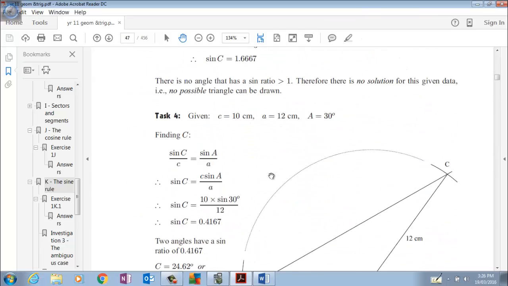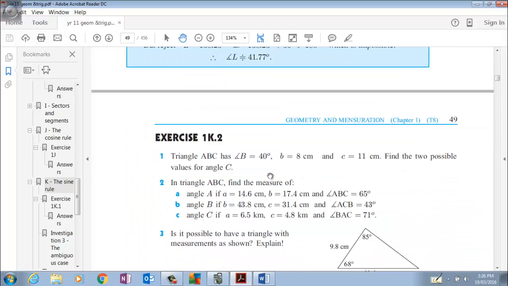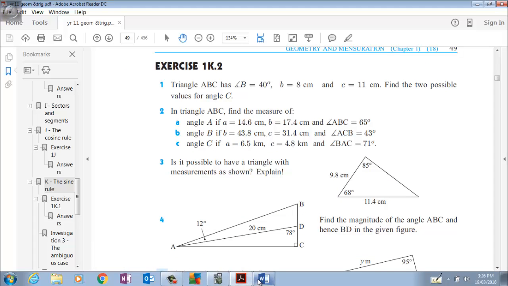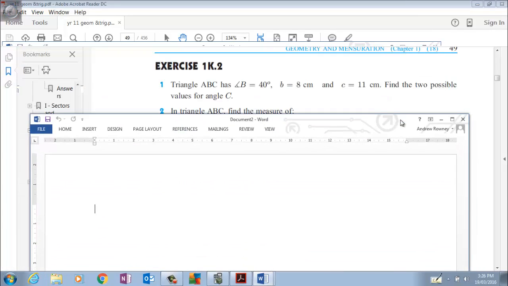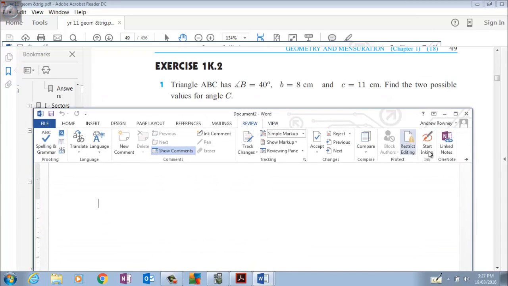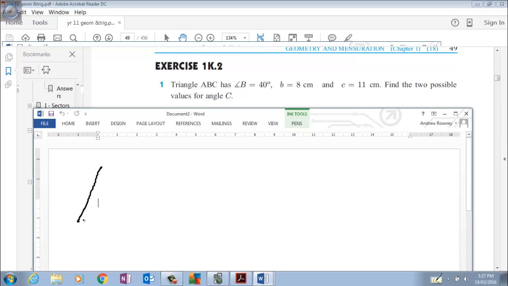So the first one is 1K2. Now we'll do a diagram. We have A, B, C. Angle B is 40 degrees. Little b, that's opposite that, is 8 centimetres. Opposite angle C, 11 centimetres. We have to find two possible angles for C. So we're trying to find this one in here, theta.